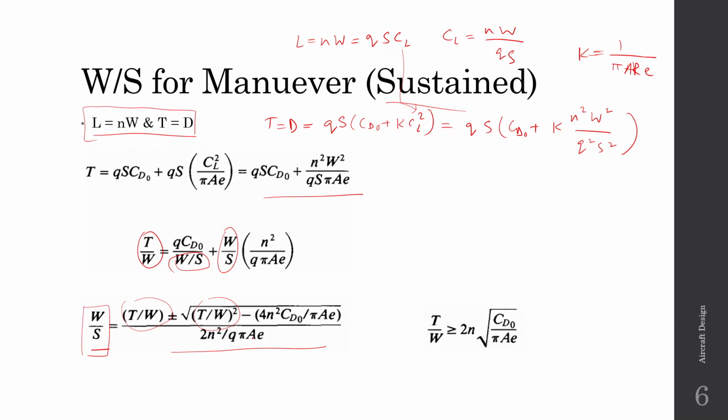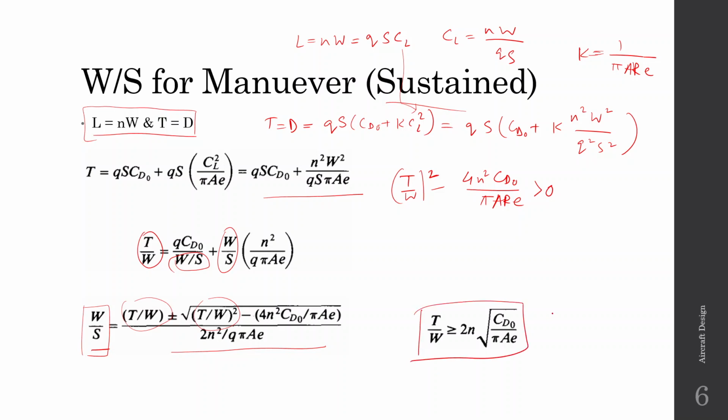Now, some observation you can find from here: the wing loading has to be a real value, right? It cannot be an imaginary value. So it means that the term under the square root has to be positive. So it means that (T by W) square minus 4 n square CD naught by pi aspect ratio E, this term has to be greater than 0. When you solve it, you will get this expression.